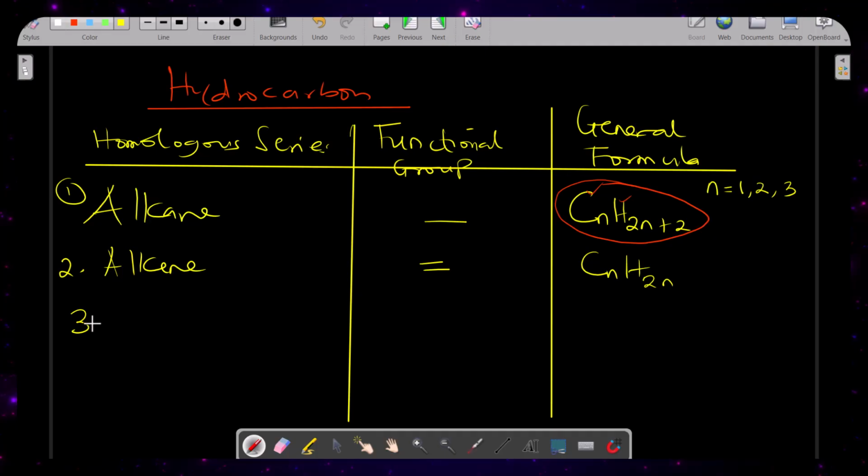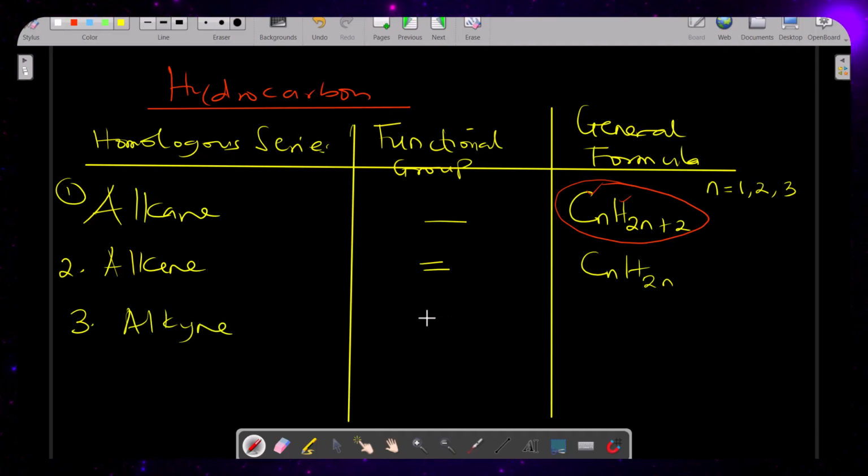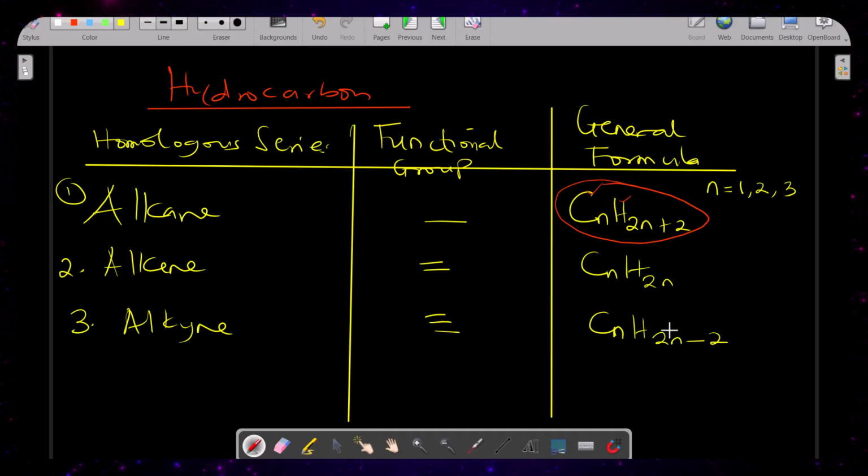Then the third one is what we call the alkyne. The alkyne has a triple bond, and this is given as CnH2n-2. This is the general formula for these hydrocarbons that we have here now.